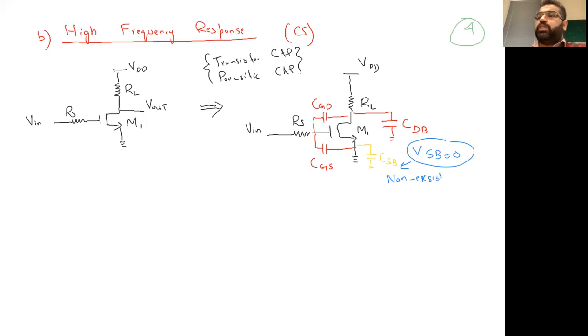Non-existent, ठीक है. क्यों non-existence होगी? Because source और bulk short है आपस में. तो हमारे पास जो capacitances हैं, they are CGD, CGS, CDB. And अब किस तरह आगे further we can move on? We can do the small signal model for our simplification, and then we can compare that one with the techniques which we have already learned.